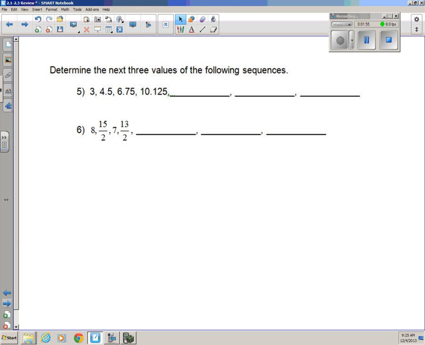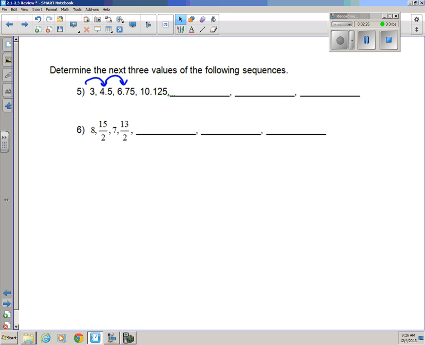So now it says determine the next 3 values for the following sequences. So if I'm looking for number 5, I've got 3, then 4.5, then 6.75, then 10.125. So as I go from there to there, I'm adding by 1.5. But when I go from 4.5 to 6.75, I'm not adding by 1.5. So I must be doing some multiplication. So the question is, how can I figure what I'm multiplying by? It's not so obvious just by looking at the numbers, or maybe it is, which is great.